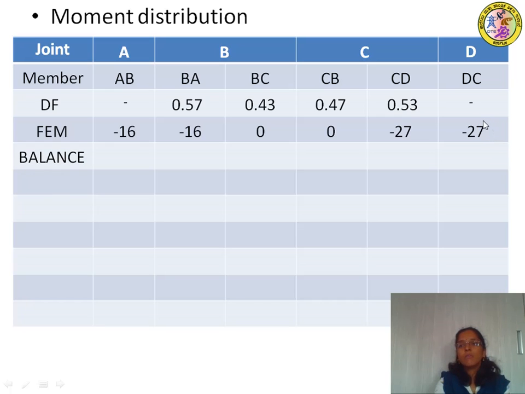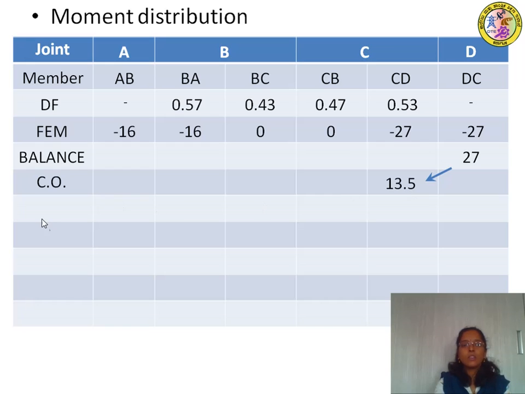So we know that because it's a hinge, the final moment should be 0. So to make it 0, we will apply a moment of plus 27, so that the DC will be 0. As soon as you apply a moment at D, some portion of moment will be carried from DC to CD. How much will be carried? Half of 27 will be carried to CD. So that is 13.5. Half of 27 is 13.5.